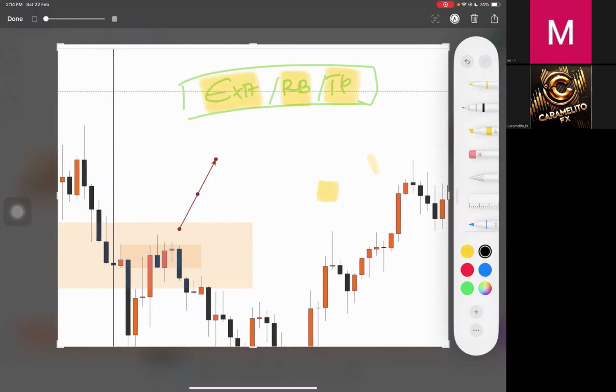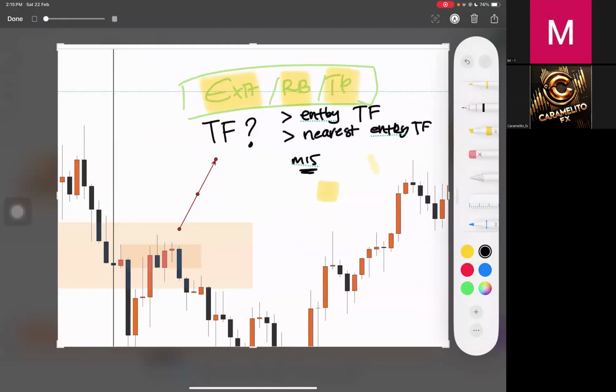So in which time frame? TF is time frame. In which time frame should I check for roadblock, take profit, and exit? Basically, your entry time frame or your nearest entry time frame. If, let's say, you enter on F15, check the roadblock on F15 first. If all the roadblocks can go through, only then check on H1. Do not enter on F15 and then check the roadblock straight away on H4. That's not a proper thing to do.